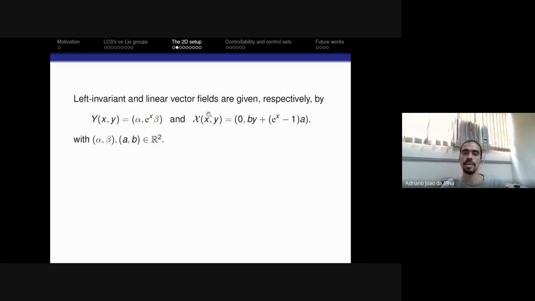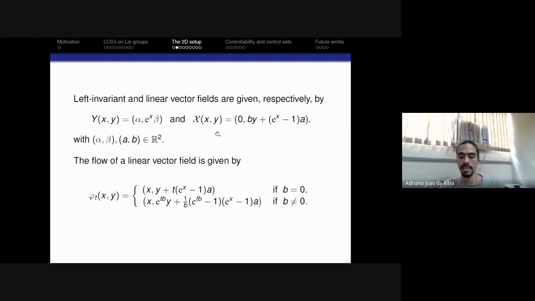What you do is you exponentiate the first component. So basically, that's exactly the same expression that you have for a linear vector field on the half plane. Okay, but here you lose a multiplication on the first component also. And then you have also that you can express the flow of a linear vector field explicitly, and that will be actually important for our purpose.